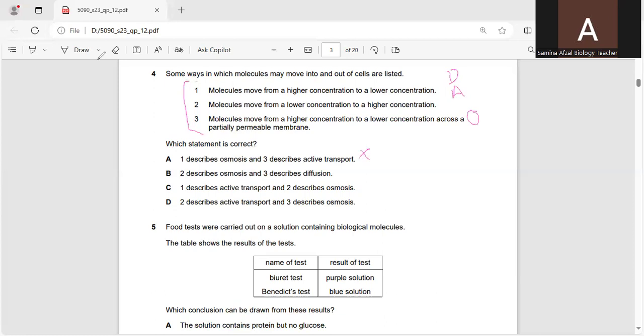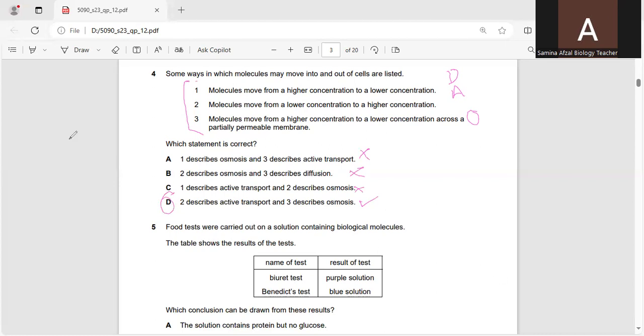2 describes osmosis. No, number 2 is describing active transport. 1 describes active transport and 2 describes osmosis. No. Again, 1 describes active transport, and 3 describes osmosis. So this is the correct option. So D is the correct answer of question number 4.